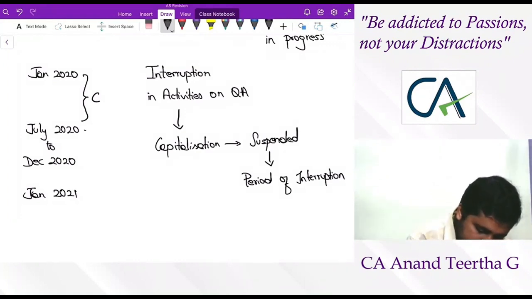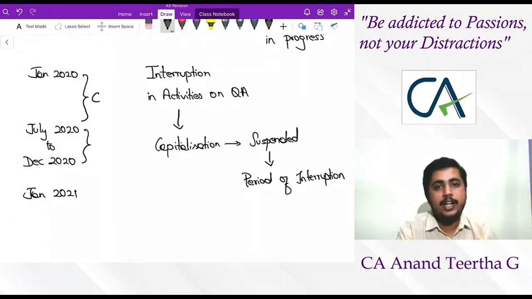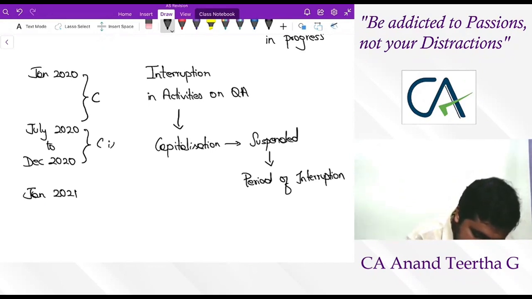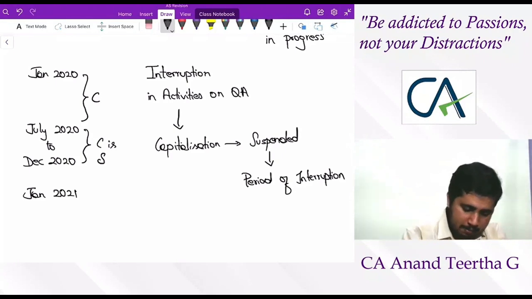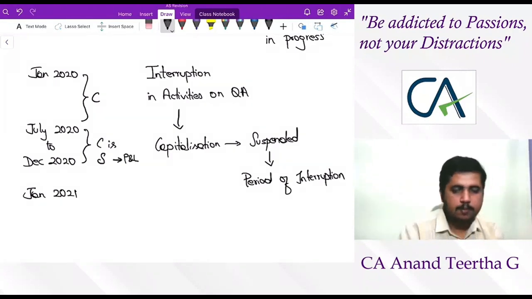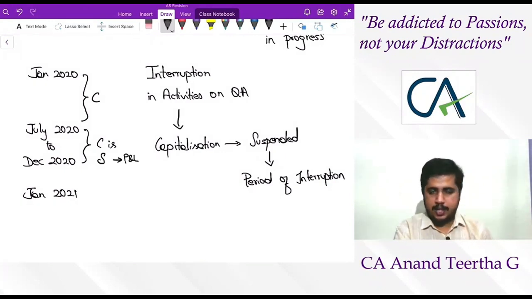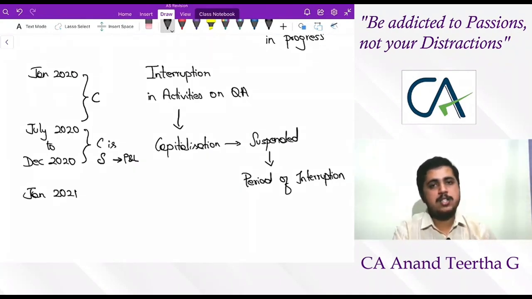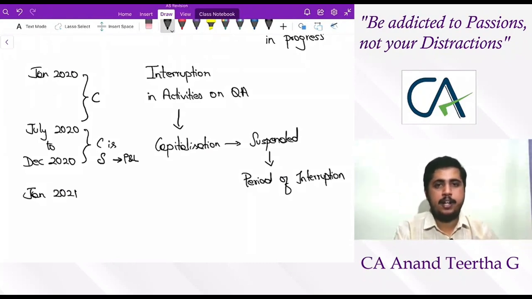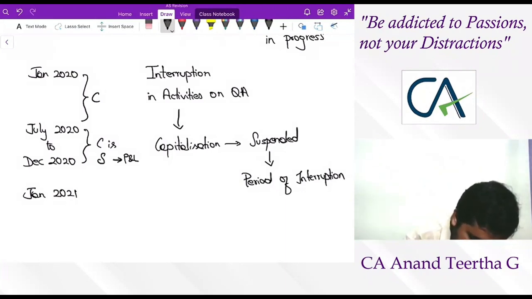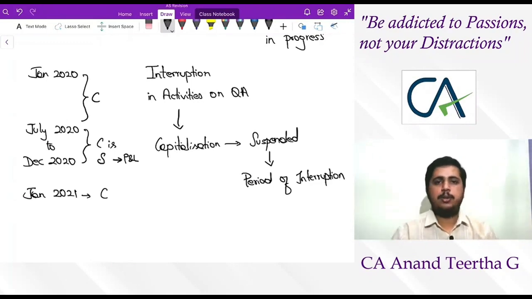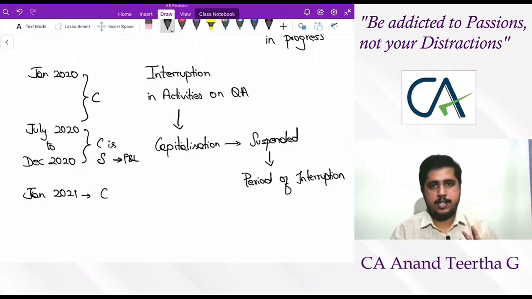But July 2020 to December 2020, the work got interrupted. There is no work, which means over here, borrowing cost capitalization is suspended. So for this time, the interest is transferred to P&L. Okay, so there was an interruption. So therefore, capitalization is suspended for that period of time. Transfer the borrowing cost to P&L. Again, January 2021 onwards, work resumed, capitalization continues now. Again, now interest is allowed to be added to the asset. So for the period of interruption, you are not supposed to capitalize.